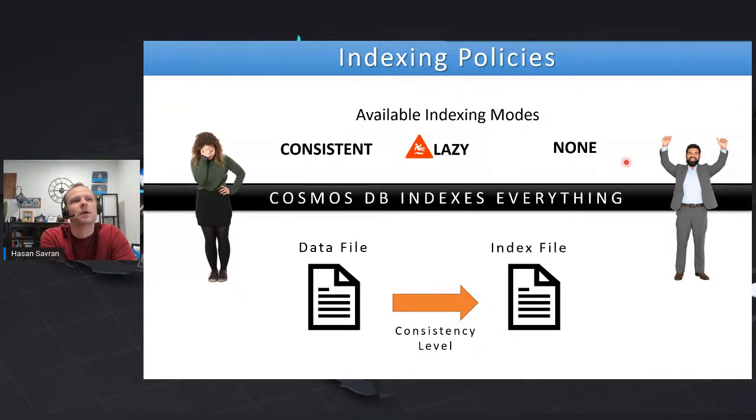So those are the items I can really think of if you want to use none. And the other one is, if you are going to use none, I believe time to live requires you to use an indexing mode. So with none, you might not be able to use time to live.